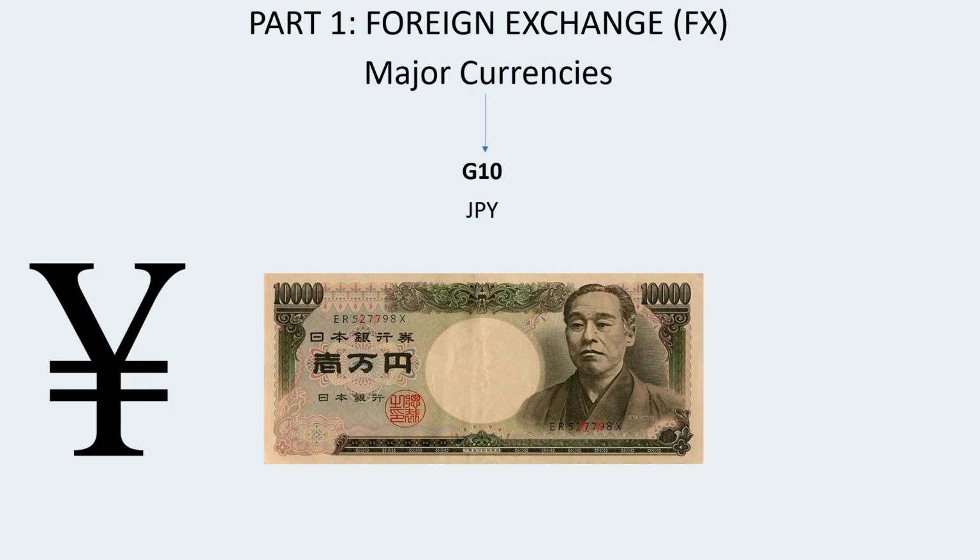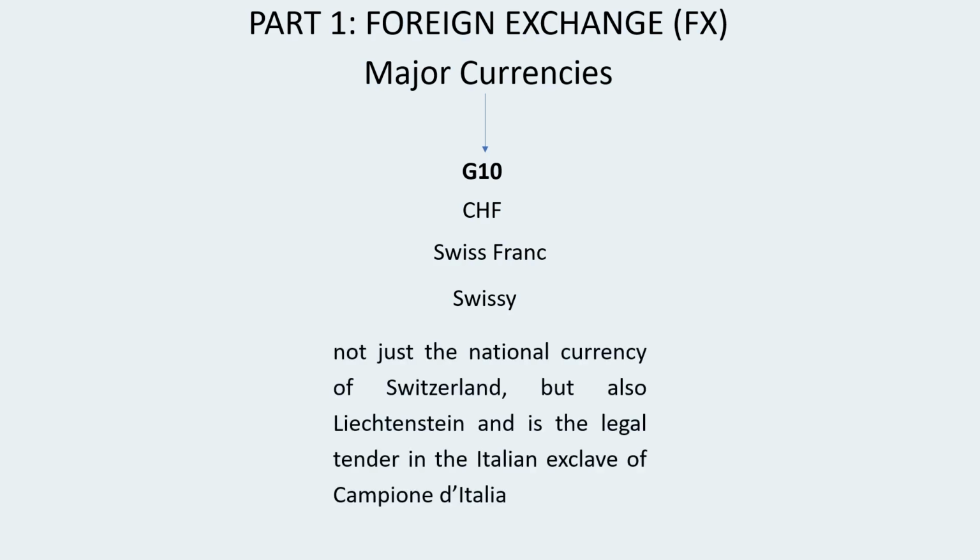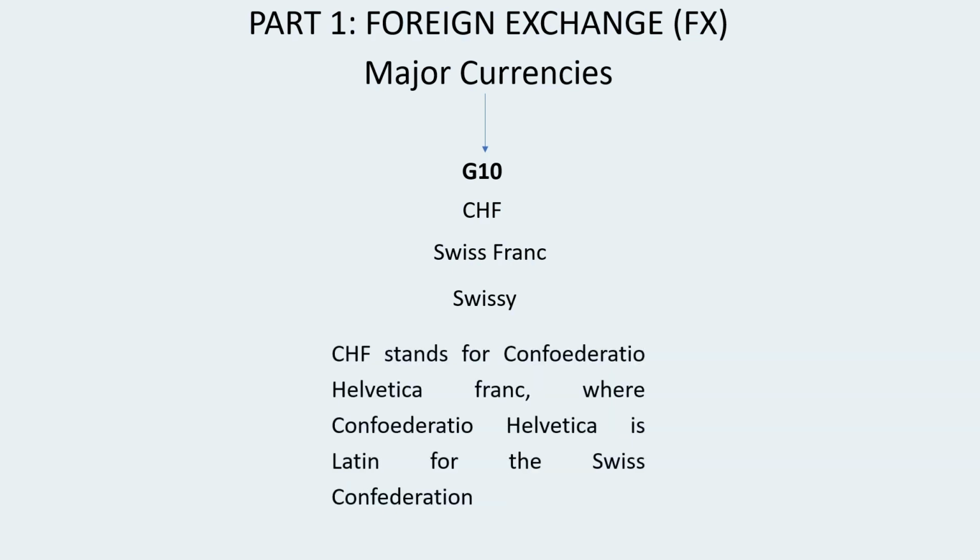The next currency on the G10 list is the CHF, known also as the Swiss franc or Swissy. There is no official symbol, and the fun fact is, it is not just the national currency of Switzerland, but also Liechtenstein, and it is the legal tender in the Italian exclave of Campione d'Italia. CHF is odd, isn't it? Why doesn't it have S or W or Z that forms the word Switzerland? CHF stands for, and pardon my pronunciation, Confederatio Helvetica Franc, where Confederatio Helvetica is Latin for the Swiss Confederation. And the Swiss franc notes look like this.